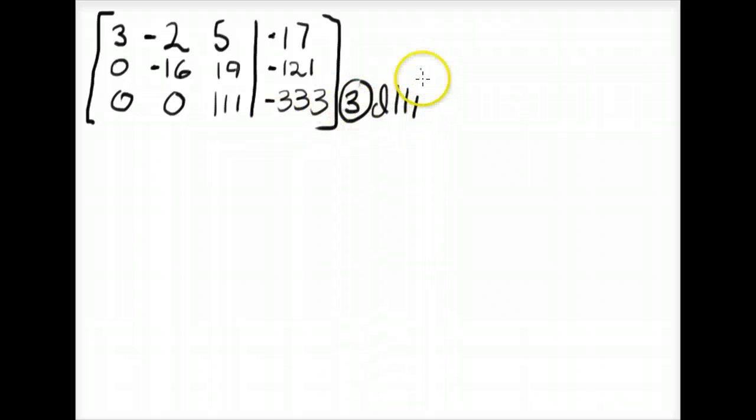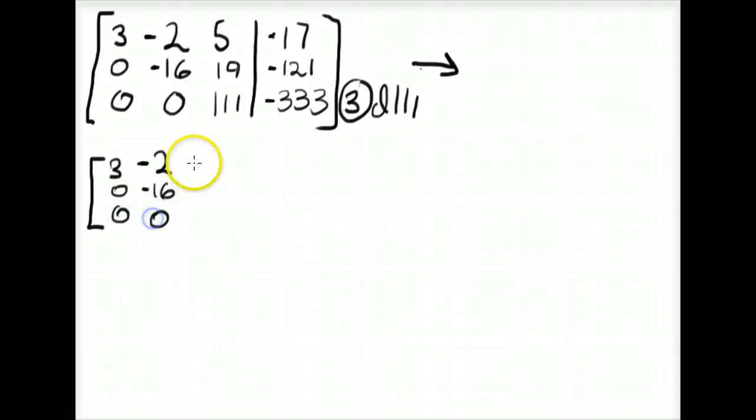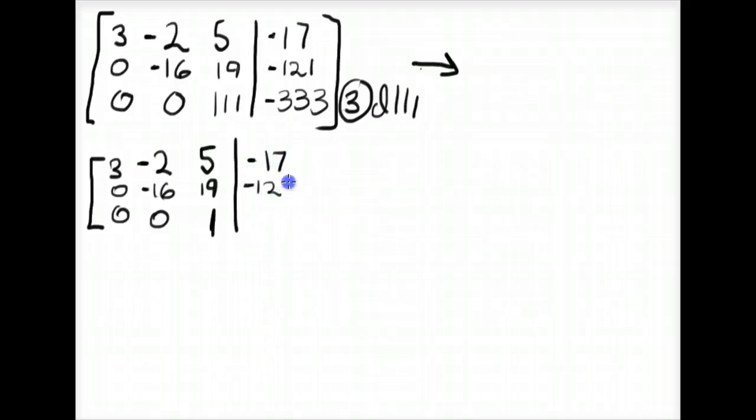And that is going to yield the matrix 3, 0, 0, -2, -16, 0, 5, 19, and then now we have 1, and then -17, -121, -3. So now what we've done here is we've solved for z, and we know that 0x plus 0y plus 1z equals -3, or is just z equals -3. So now we're going to need to eliminate a couple other variables.